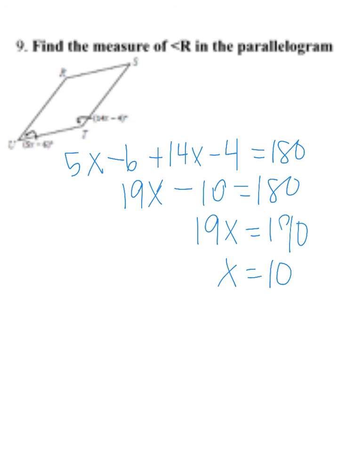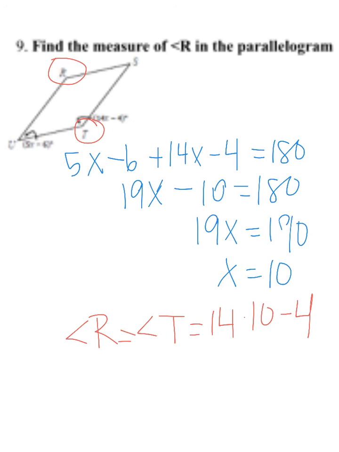Now, I think it would be easier to plug the 10 into angle T because I know that R and T are opposite angles. They're across from each other. So I know they'll be equal. Angle R equals angle T, which is going to be 14 times 10 minus 4. And when I do the math, it gives me 136 degrees.